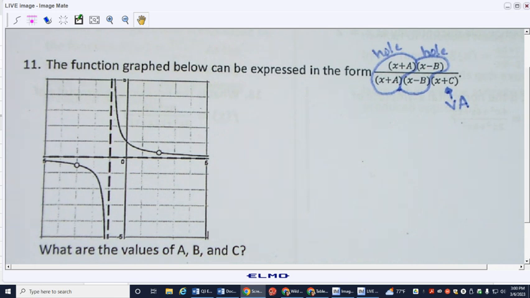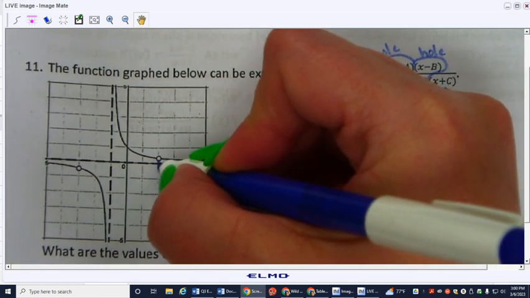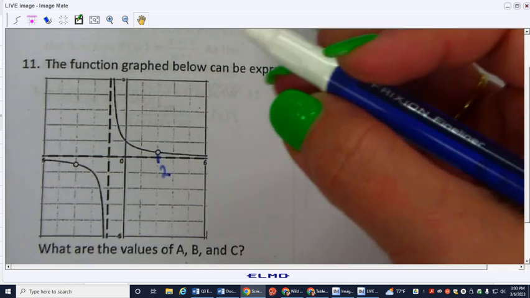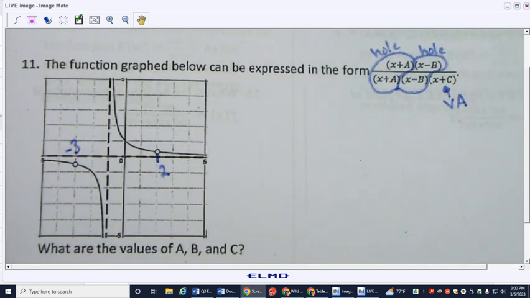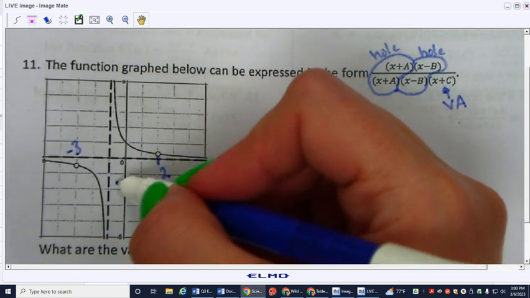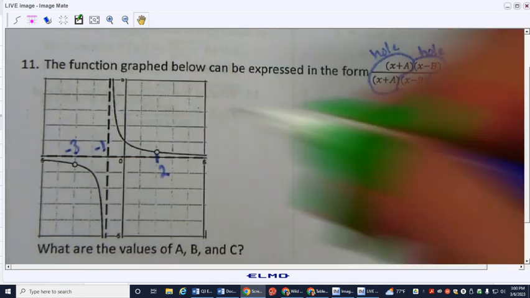So when I look at my graph, I can see I have a hole right here at 2. I have a hole right here at negative 3, x value of negative 3. And I have a vertical asymptote at x equals negative 1.